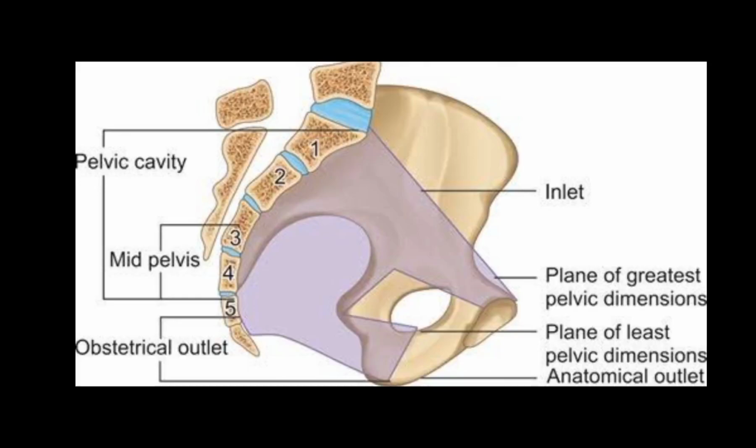Then we have the pelvic cavity. Pelvic cavity in the upper region is also known as plane of greatest pelvic dimensions, and then mid pelvis, and then obstetrical outlet. In the region of obstetrical outlet, we have the plane of least pelvic dimensions. Plane of least pelvic dimension is in the outlet, and plane of greatest pelvic dimensions is at the level of the inlet.